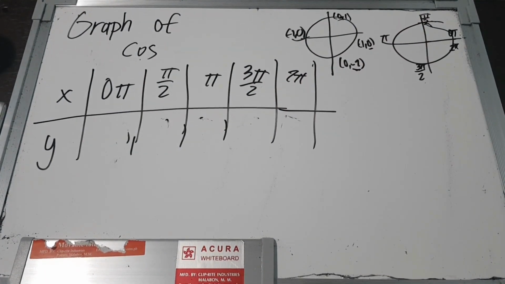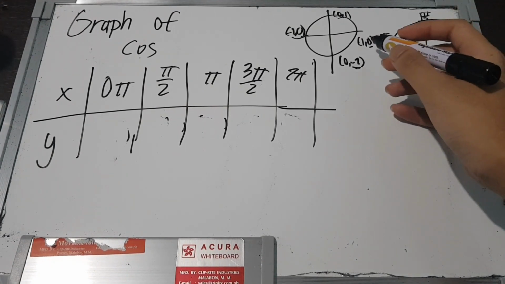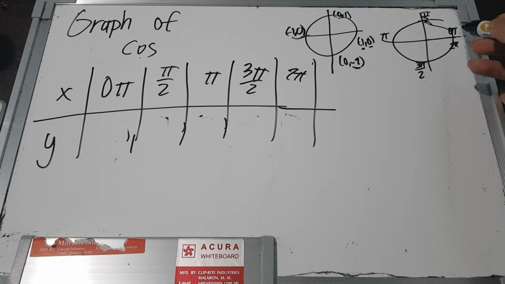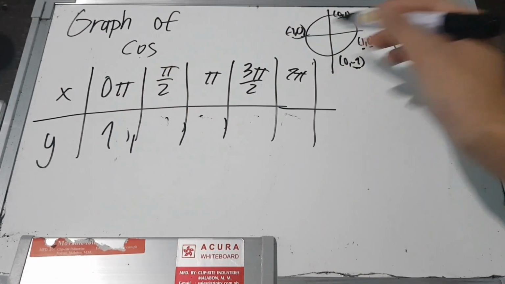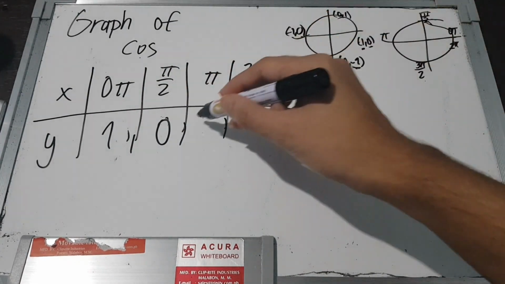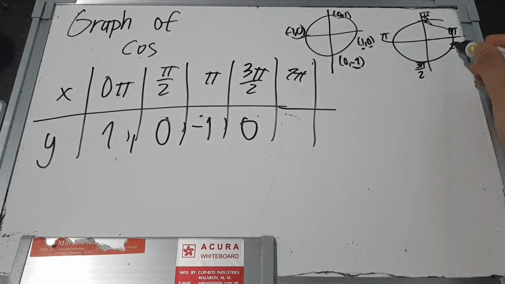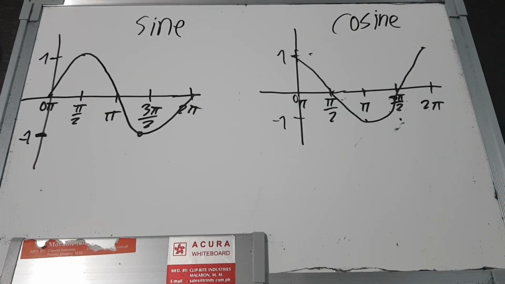Now, in order to graph the cosine function, we need to get the domain or the x value of each corresponding measure of radians. For 0 pi, it is 1. For pi over 2, it is 0. For pi, it is negative 1. For 3 pi over 2, it is 0. And for 2 pi, it is 1. If we plot those x and y values, this is what the graphs of sine and cosine will look like.